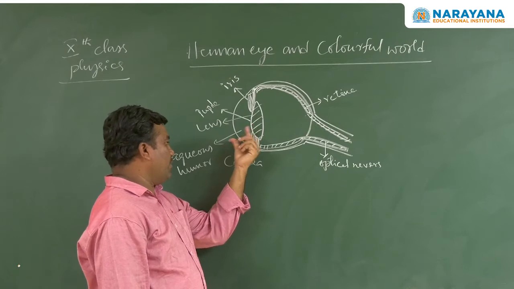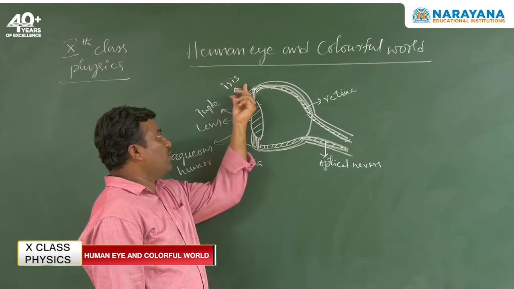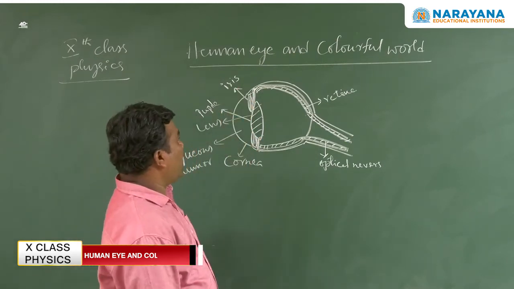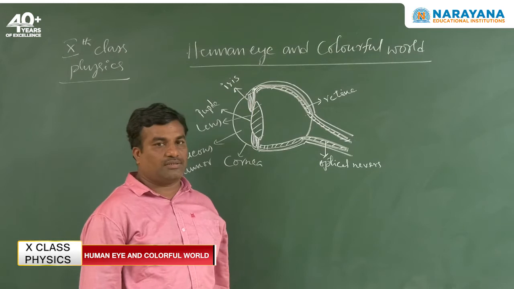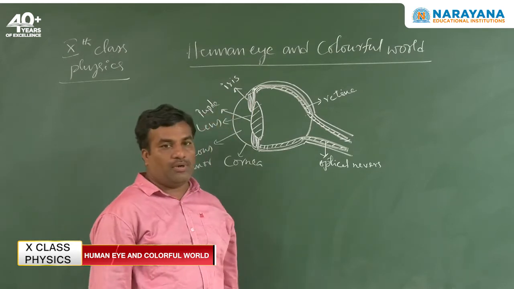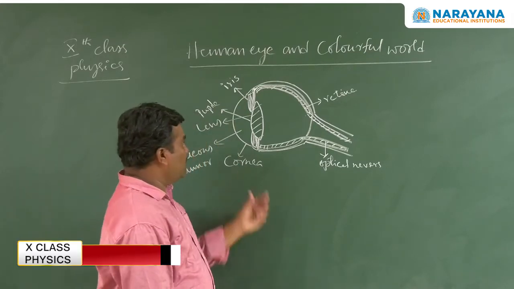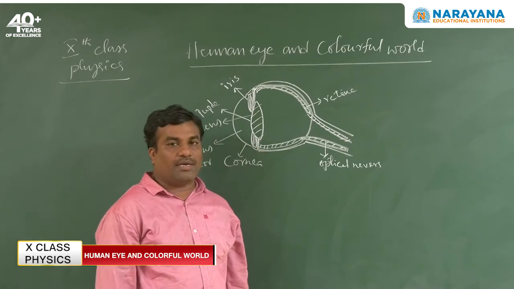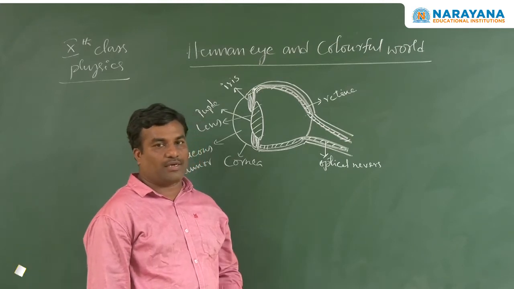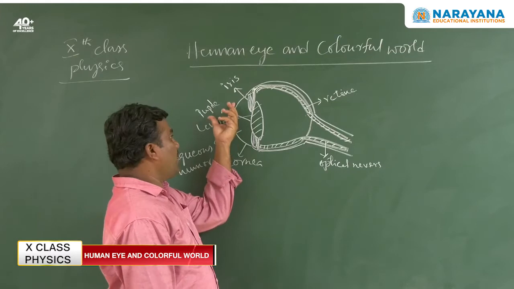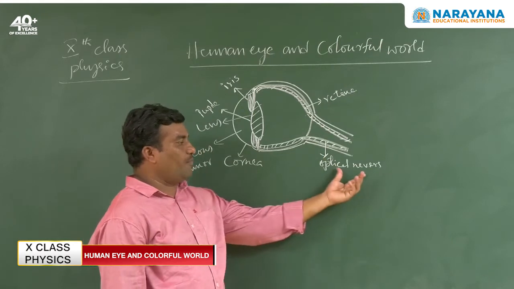In between the aqueous humor and the lens we get one membrane, the iris. The iris is colored, and it has a small hole, the pupil. The pupil appears black. Why? Because when light rays fall on that black region, they are totally absorbed, with no chance of being reflected back outside the eye. We can also see the retina and the optic nerves.